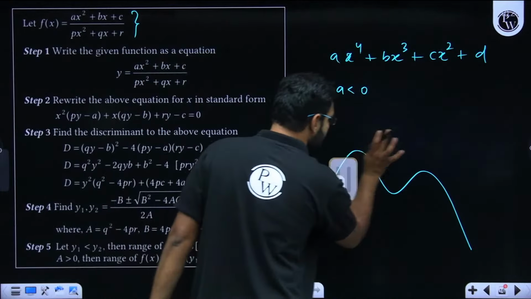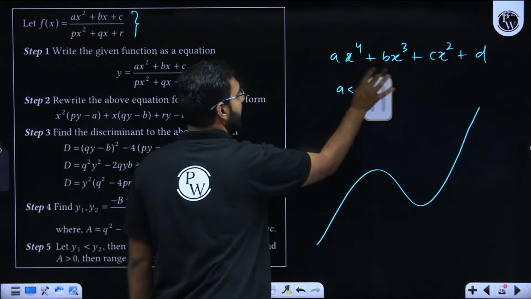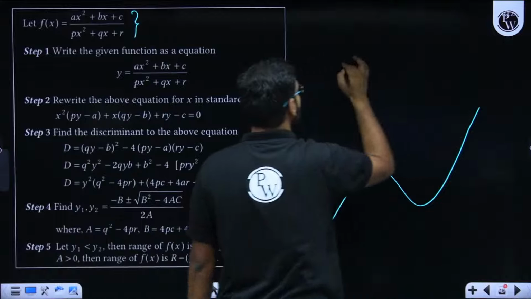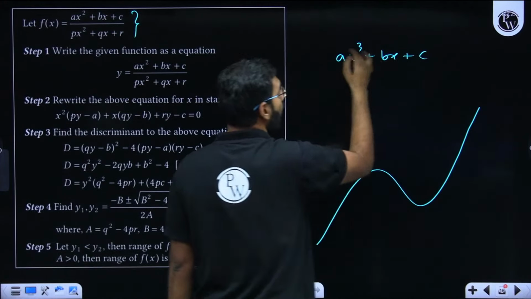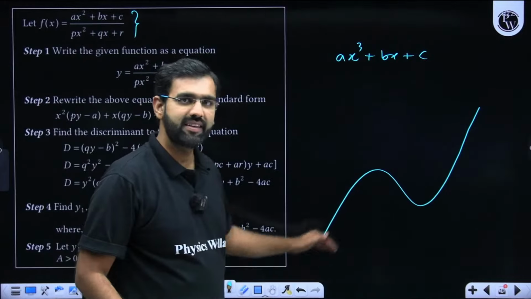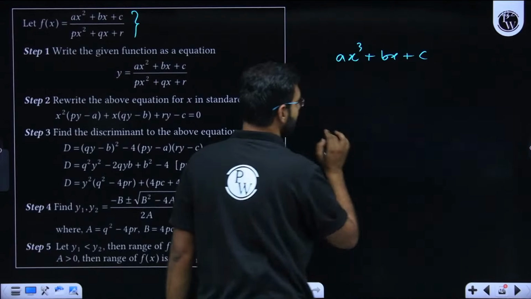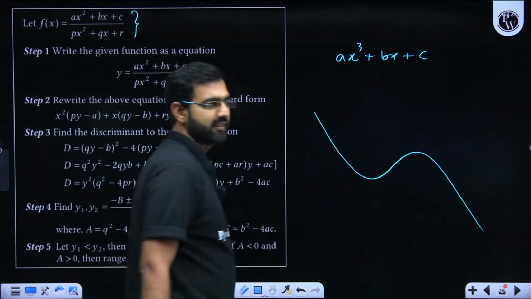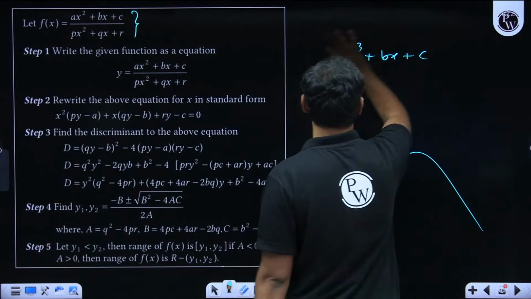But for odd functions, they always go like this. So if a is positive, for a cubic polynomial, let's say ax cube plus bx plus c, this is an odd degree polynomial. So it will go from minus infinity to infinity if a is positive, and if a is negative, it will go from infinity to minus infinity like this. Yes, Rudra. You can directly remember it as a result.